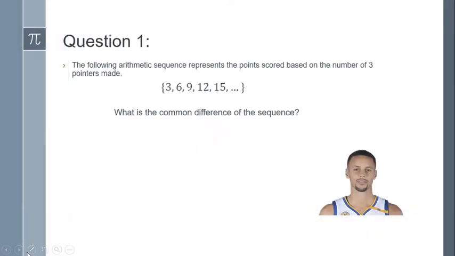The following arithmetic sequence represents the points scored based on the number of three-pointers made. What is the common difference of this sequence? And so remember, common difference applies to arithmetic sequence, and it's talking about what we have to add or subtract to get from one term to the next. Right? And in this case, we are adding 3 each time, right?